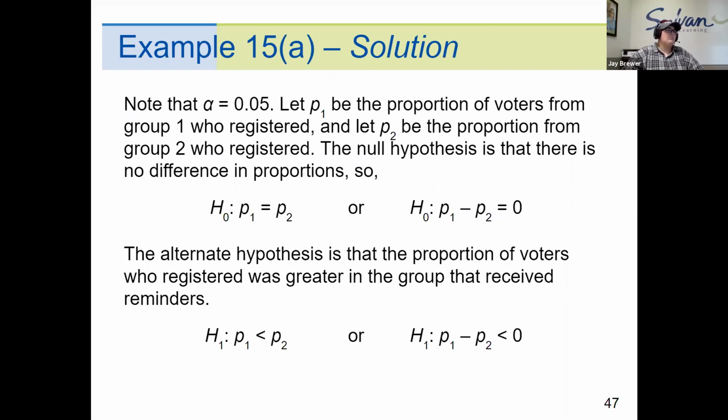Let P sub 1 be the proportion of voters from group 1, and P sub 2 be the proportion from group 2. The null hypothesis is that there is no difference in the proportions. So they're going to be equal, or P sub 1 minus P sub 2 equals 0. The alternate, of course, being that P sub 1 would be less than P sub 2, or that P sub 1 minus P sub 2 will be less than 0.